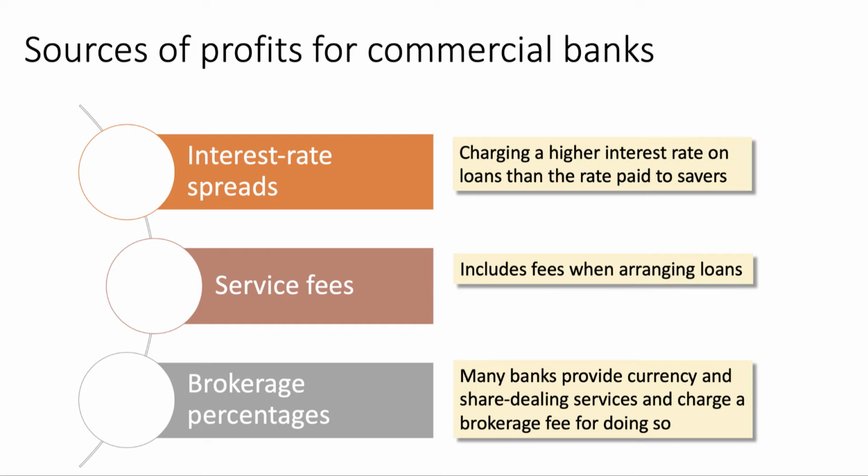There are three main sources of profits for commercial banks: the interest rate spread, charging a higher rate of interest on loans than the rates paid to us as savers. Banks also charge service fees when arranging a loan, for example. And they also often provide brokerage services. They might provide you with some share dealing services or perhaps some foreign exchange services. And of course, they can make a commission or charge a brokerage fee for providing those kinds of banking services. So typically that's the source of profits for banks.